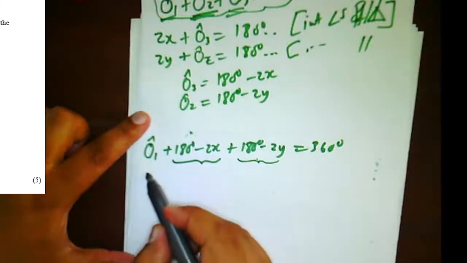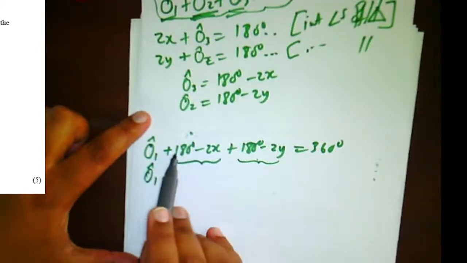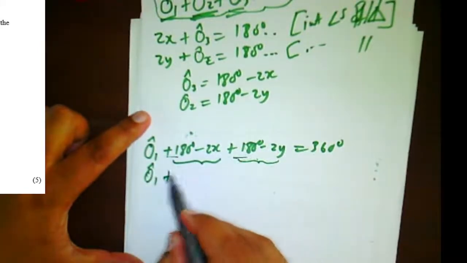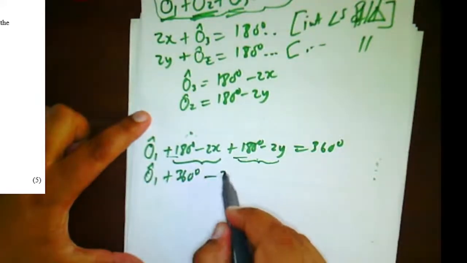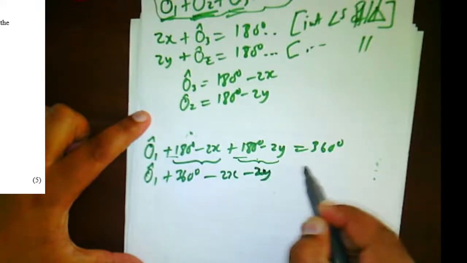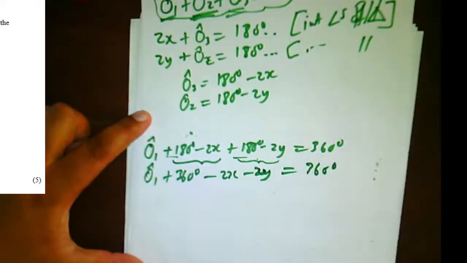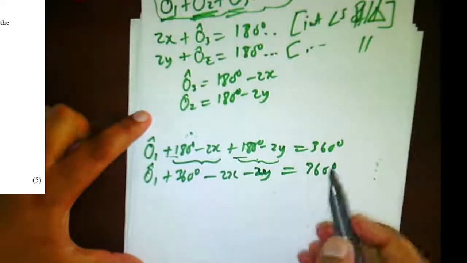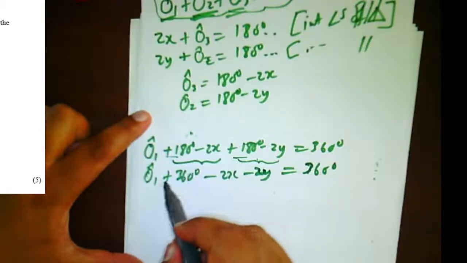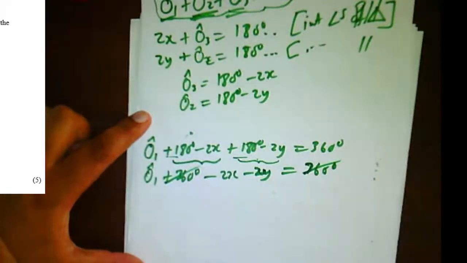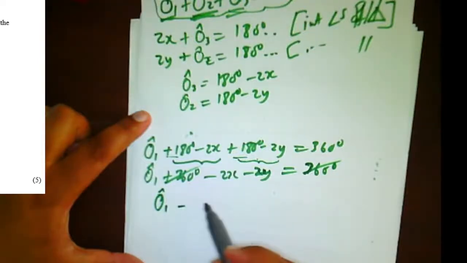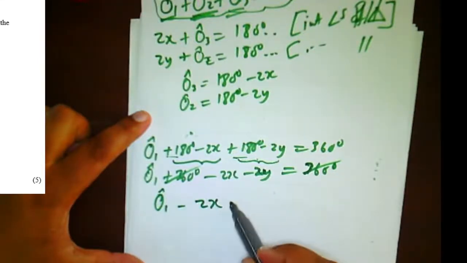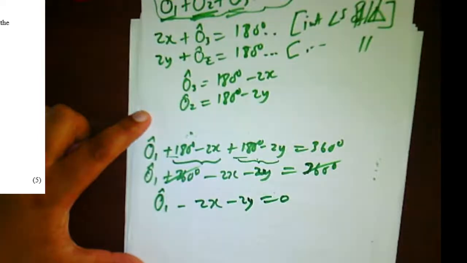So now, let's simplify. O1 is 180 plus 180, that's plus 360 degrees. Do you agree with me? Yes, sir. Minus 2x minus 2y is equal to 360 degrees. Are you happy with that, learners? Now I know if I'm going to simplify this algebraically, this is going to cancel out. Happy with that, learners? So now I'm left with angle O1 minus 2x minus 2y equal to 0.